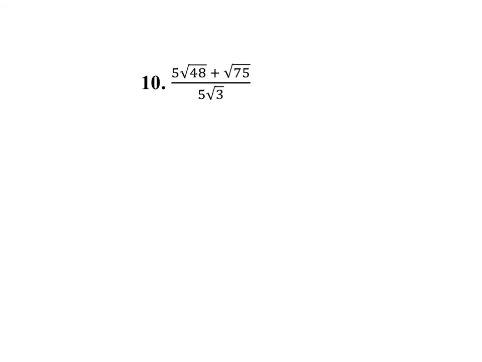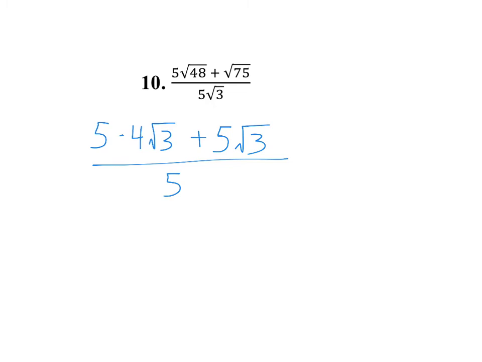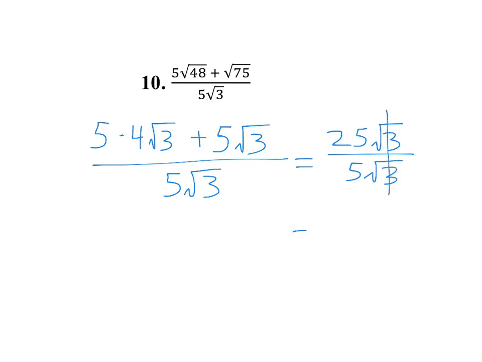Okay, for 10, let's first simplify what we can. 48 is 16 times 3, so that becomes 4 rad 3. 75 is 25 times 3, so that becomes 5 rad 3 over 5 rad 3. So in the numerator, we have 20 rad 3 plus 5 rad 3, which is 25 rad 3. We have 5 rad 3 in the bottom. The rad 3's cancel. 25 divided by 5 is 5.